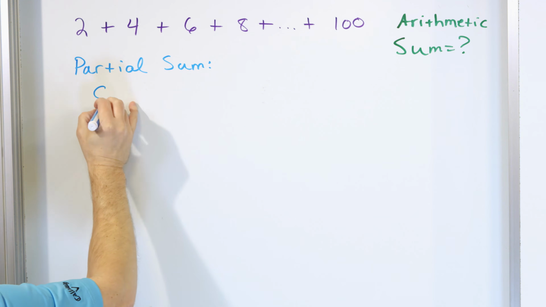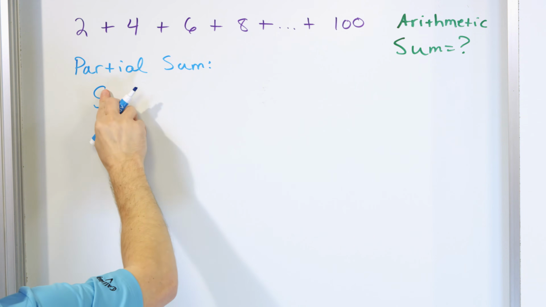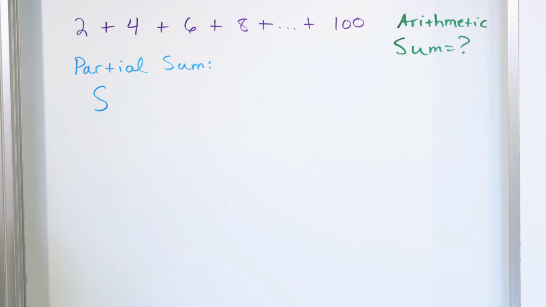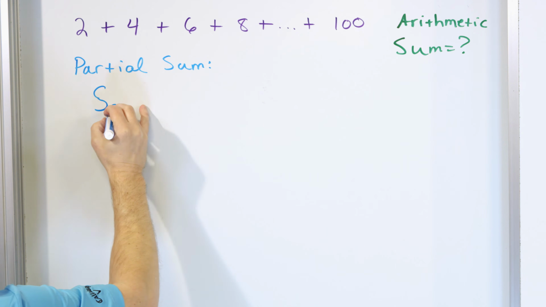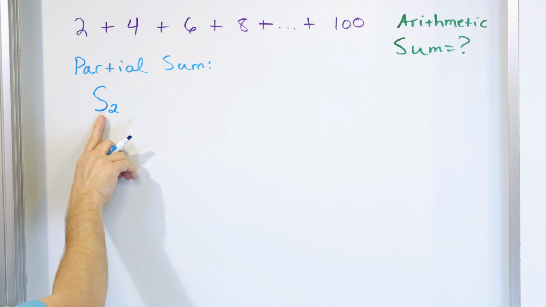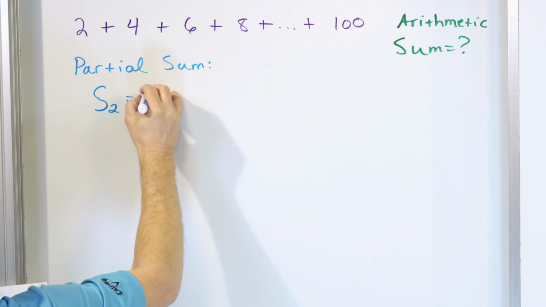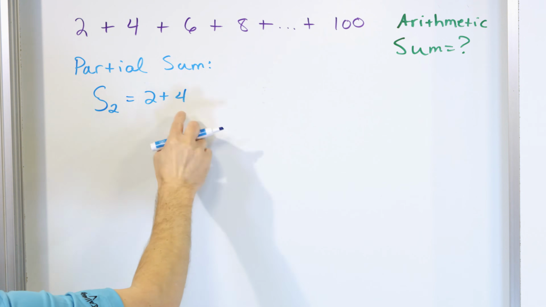We use the letter S to denote partial sum. So if I'm going to talk about the partial sum of the first 2 terms, I put a number 2 under the S. That means I just want to add up the first 2 terms. So what is this going to be? It's going to be 2 plus 4. I know that you can add that up and you'll get 6.